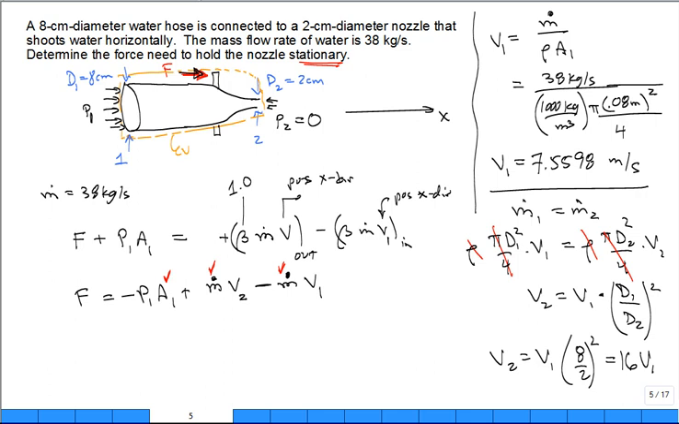So we can combine these terms right here, minus P1A1. We have plus m dot, and V2 is 16 times V1, so we're going to have 16 minus 1 times V1. You can combine it like that, right? Okay. So we really worked quite a bit on this term, but I need P1. So can somebody calculate P1 for me?